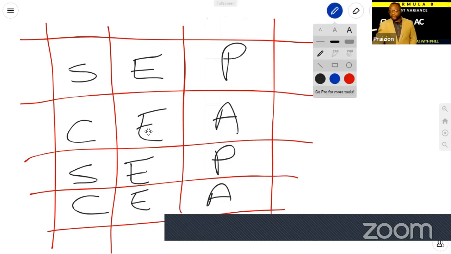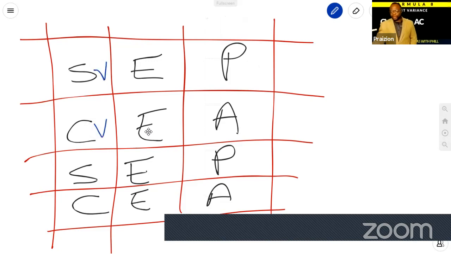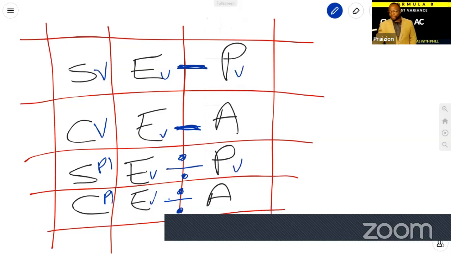It's this. Anything with a variance, with a V, you're going to subtract. Anything with an index like SPI, CPI, you're going to divide. Like that. And then earned value, the same in the middle, planned value, actual cost. And that's how you get your metrics.